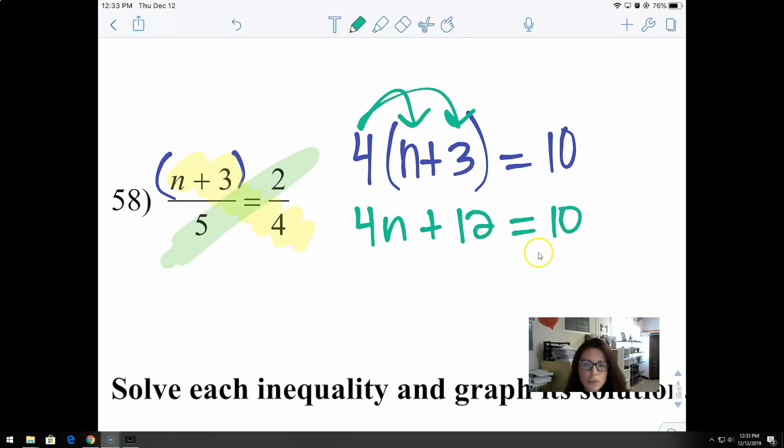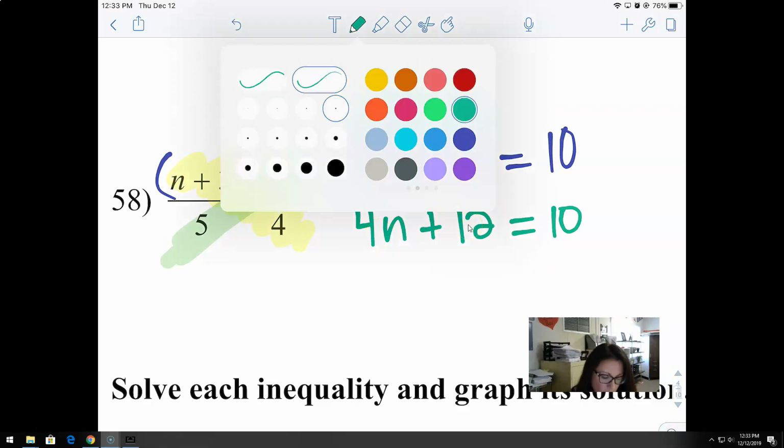So now I have my variable term here, so I just want to get rid of the constant, so I'm going to subtract 12 on each side.